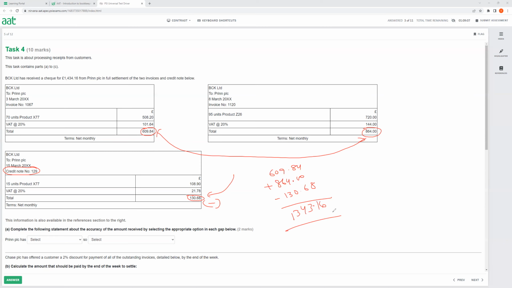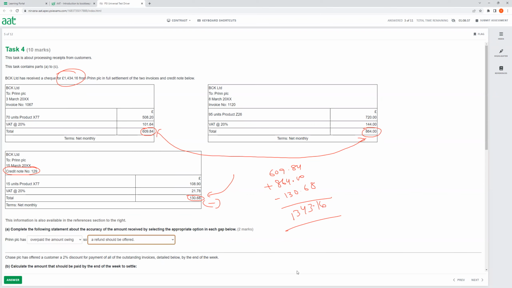1343.16. But the customer paid me 1434. So it looks like they paid me about £100 more, isn't it? I'm expecting 1343, but they paid me 1434. So what happened? Payne PLC has overpaid the amount owing, so they are paying me more than they're supposed to, and I should refund. A refund should be offered. That's it.